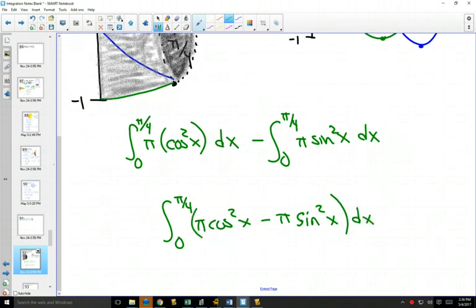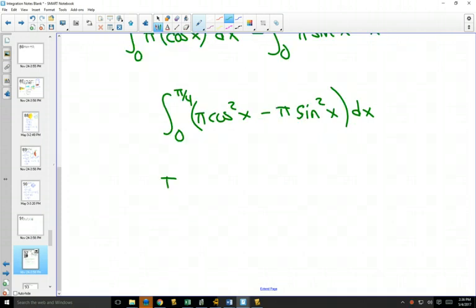Now, does that help us any? Why? Because it's an identity. If I factor out the pi, if I bring the pi out in front, cos squared minus sine squared is cos 2x. And now we've changed it into something we can integrate. So before, both of those individually, you could not integrate. But cos of 2x, we can integrate.